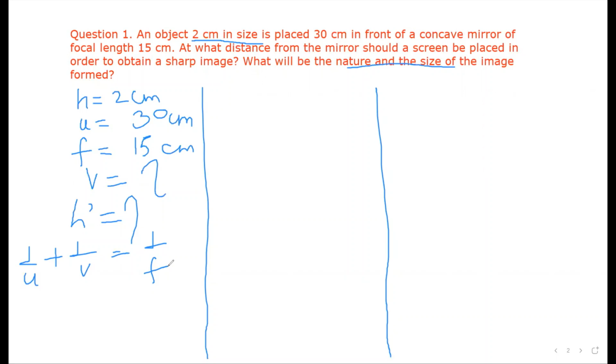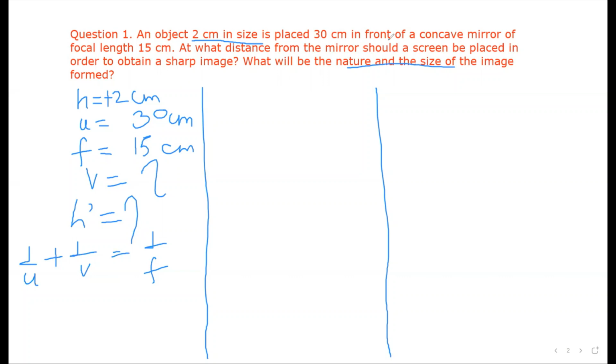Now, you have to recall the sign conventions which we have learned in our last video. And in the beginning also, I have shown the sign conventions table. I hope you have noted it down somewhere. So, height of object we always keep above the principal axis. So, h will be positive always, irrespective of the nature of mirror, in both the mirrors.